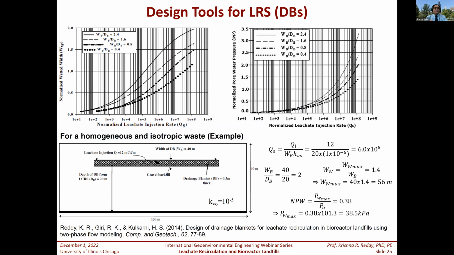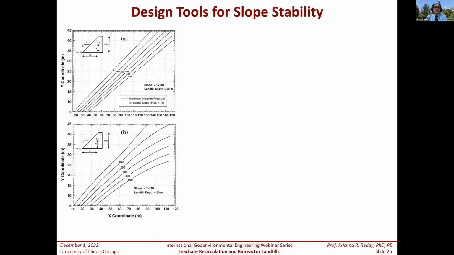I talked to a lot of landfill owners and operators, and I asked them what kind of information they need if they have to operate bioreactor landfills. The first thing they want to know is how to design this, how to space the leachate collection and recirculation system. So what should be the spacing? I think this kind of information should be useful to them.